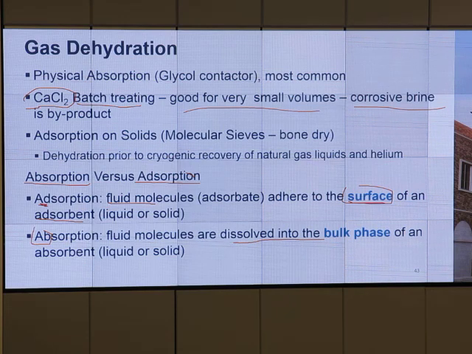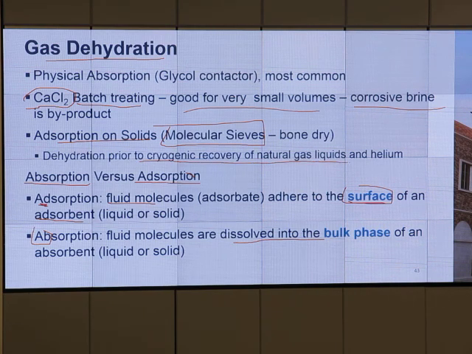And we can have adsorption on solid material, molecular sieve. Okay, so molecular sieve is a crystal structure that forms ionic bonds with H2S and CO2, right? It doesn't really go inside; it stays on the surface. That's molecular sieve. Molecular sieve can be used to remove water, or do gas dehydration. So we put it prior to cryogenic recovery of natural gas liquids and helium. So it's put before the cryogenic process. Okay.